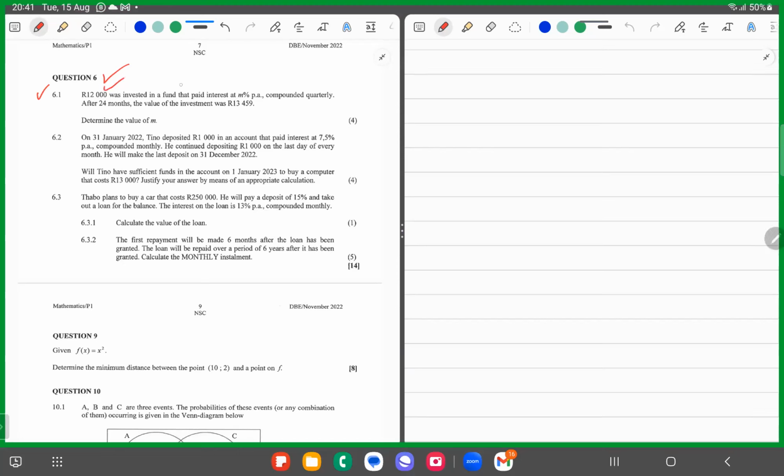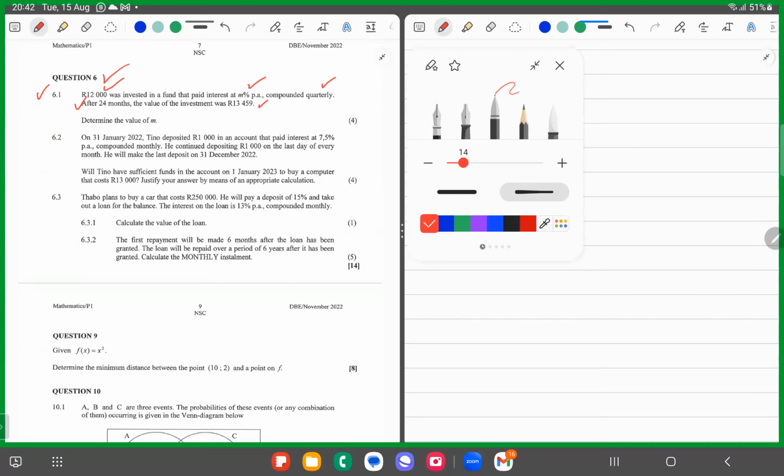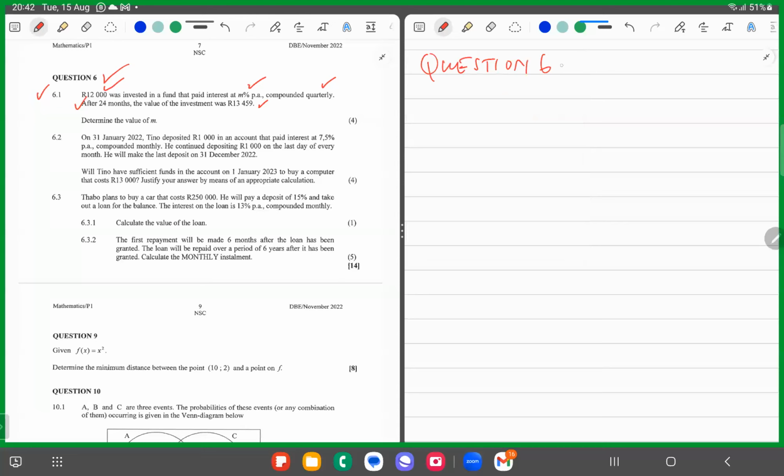12,000 Rand was invested in a fund that paid an interest of M% per annum, compounded quarterly. After 24 months, the value of the investment was 13,459. Determine the value of M. Right, so we are looking at question 6, which is basically a question from the 2022 matric exam. Okay, right, so we're looking at 6.1.